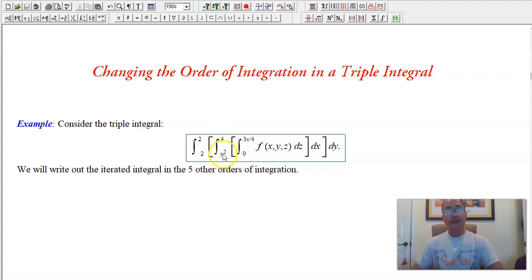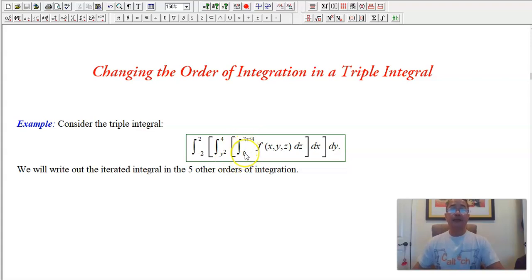And notice that the symbol here, y squared, is the variable of the outer integral. It won't make any sense if you put z squared over here, because z is the inner differential. So the middle can only depend on the variable of the outer integral. In this case, that's y. So y squared is perfectly valid.